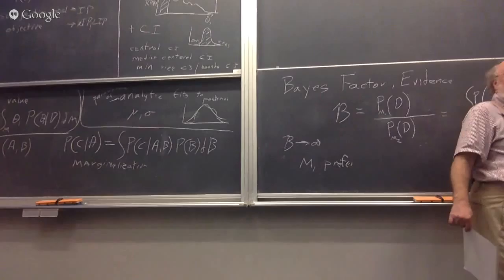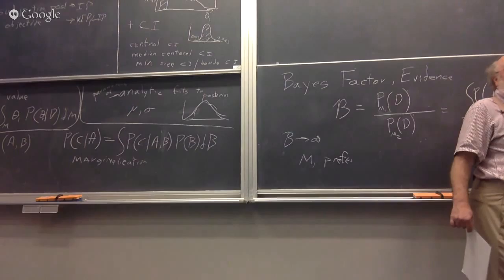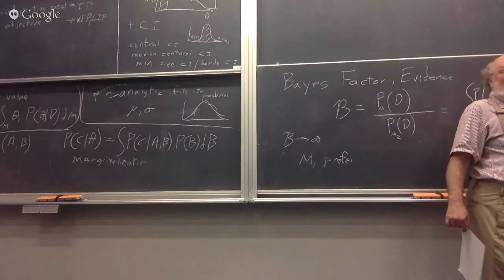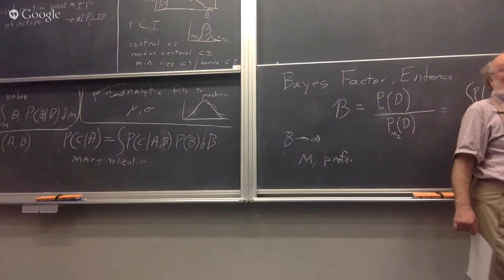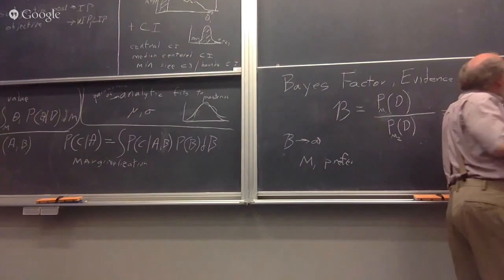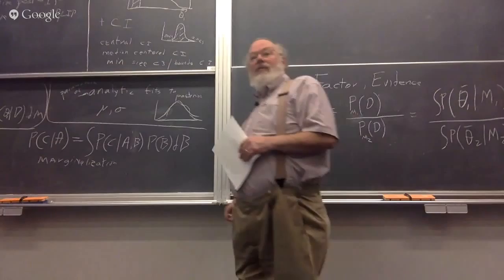Let's say model two is the one that's overfit. If I'm integrating over a lot of parameters that don't really produce much better fits to the data, then I'm just adding a lot of area to this integral, and it dilutes the value of it having predicted the data better.